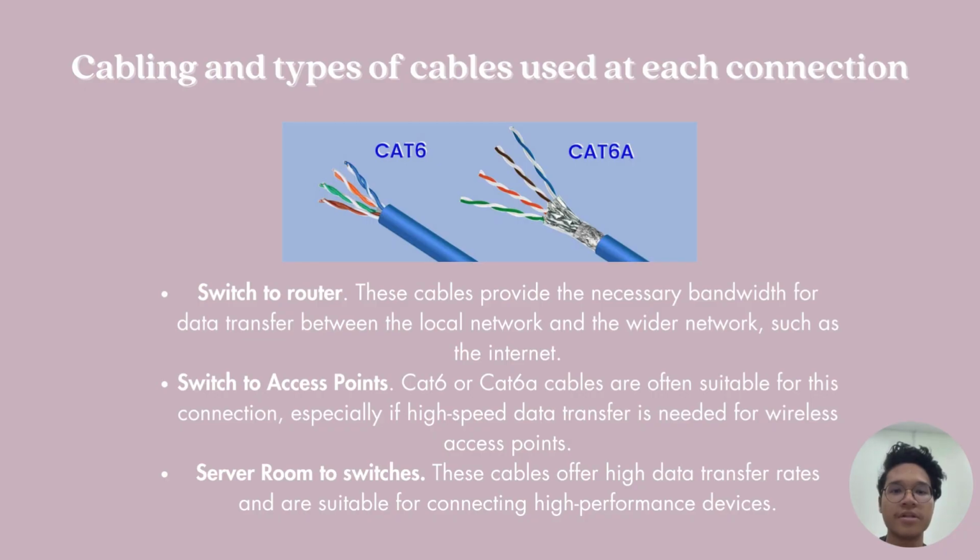Next, I'm going to present the cabling and the types of cables used at each connection. So the two types of cable we are going to use are Cat6 and Cat6A. The first connection is switch to router. These cables provide the necessary bandwidth for data transfer between the local network and the wider network, such as the internet. The second one is switch to access points.